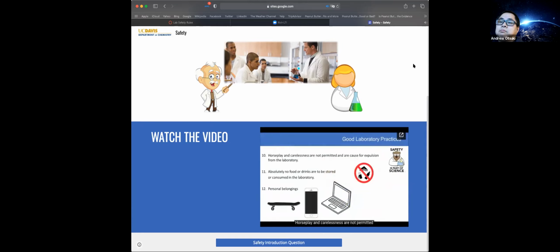Horseplay and carelessness are not permitted and are cause for expulsion from the laboratory. You are responsible for everyone's safety. Absolutely no food or drink are to be stored or consumed in the laboratory. Contact lenses and cosmetics, including hand lotions, lip balm, etc., are not to be applied, and medications are not to be consumed while in the laboratory.